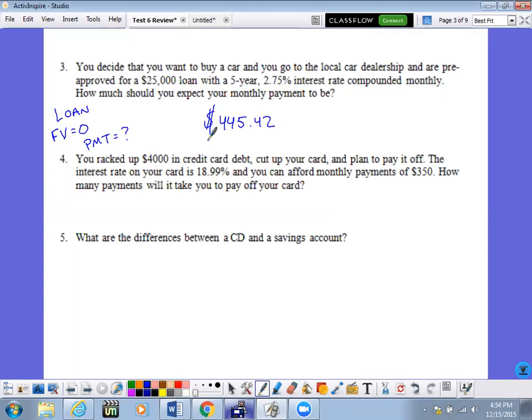All right, let's go to number 4. It says you racked up $4,000 on your credit card debt, and you cut up your card and plan to pay it off. The interest rate on your card is 18.99%, and you can afford monthly payments of $350. How many payments will it take you to pay off your card?